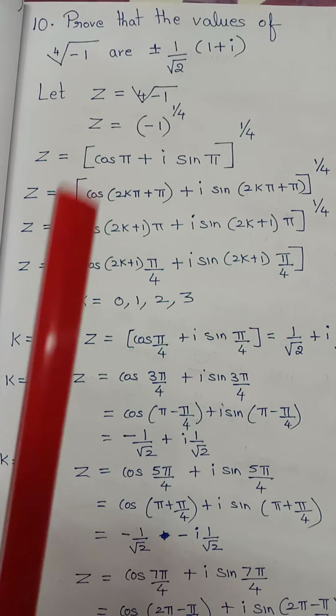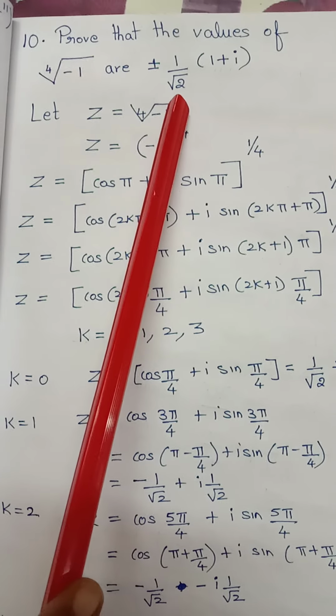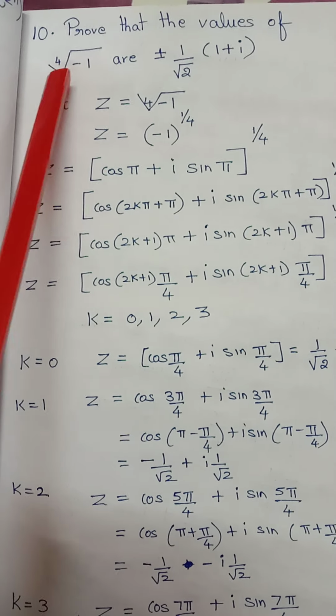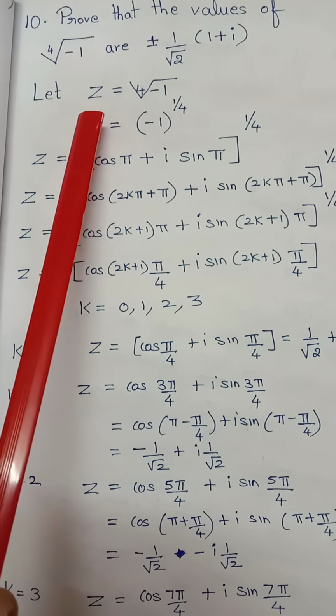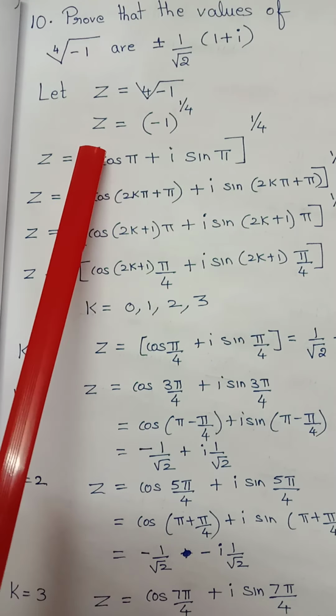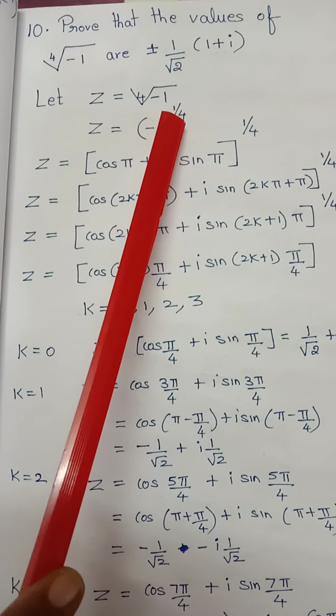Prove that the values of the fourth root of minus 1 are plus or minus 1 by root 2 (1 plus i). Let me start. Let me assume this number as z. z is equal to the fourth root of minus 1, which I can write as z is equal to (minus 1) to the power 1 by 4.